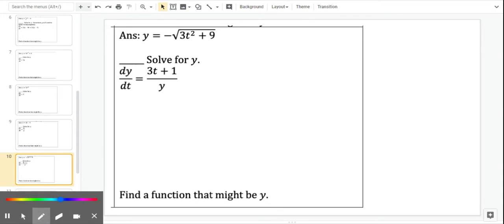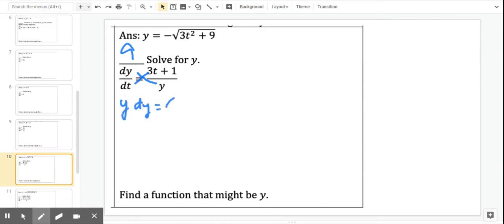So now we're on number 9. I'm going to cross multiply again because we've got y and dy, and then 3t plus 1 in dt. So y dy equals 3t plus 1 dt. And then we integrate both sides.